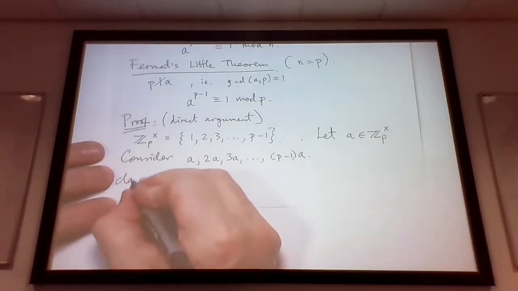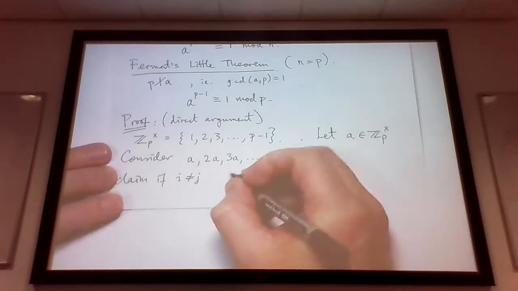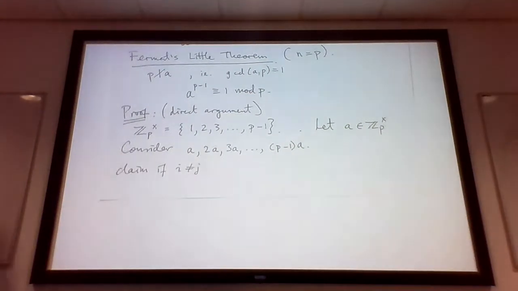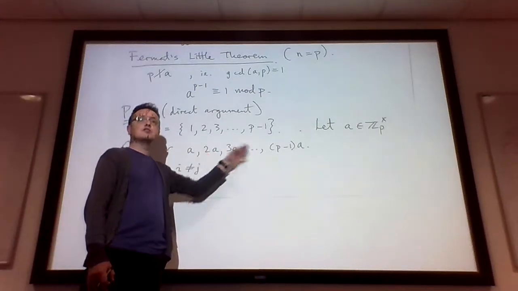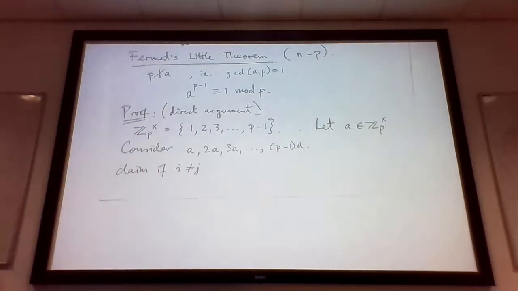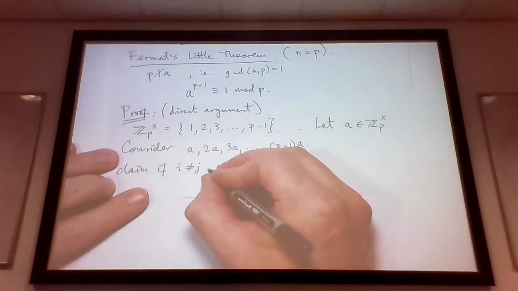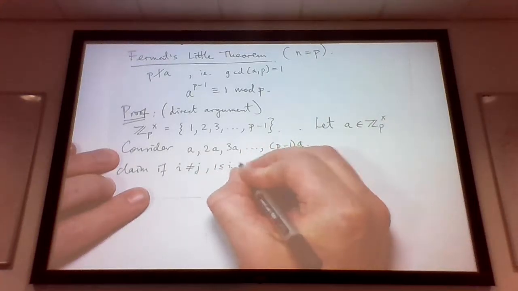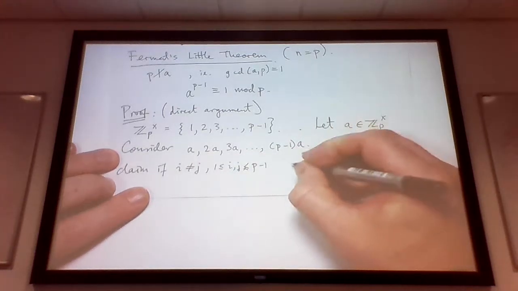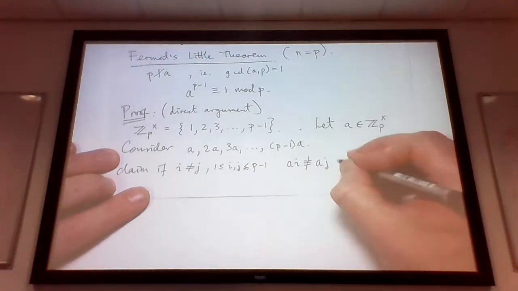Now the claim is, if I is different to J, well, my claim is that none of these elements are congruent to one another. They all represent different congruence classes. So I'm claiming if I is different from J, and they're both between 1 and p minus 1, my claim is that AI is not congruent to AJ mod p.